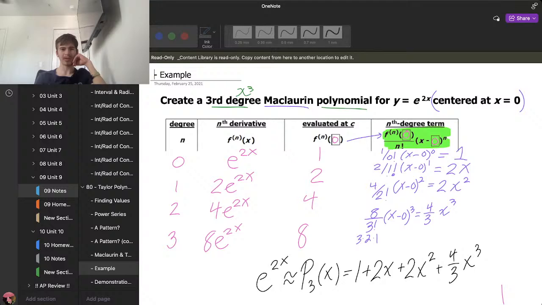Table method is effective. Nth derivative evaluated at c, that derivative, f of n of c over n factorial times x minus c to the n. You could use P and whatever degree it is, of x, to show your Maclaurin or Taylor polynomials. You could also use T instead of P.